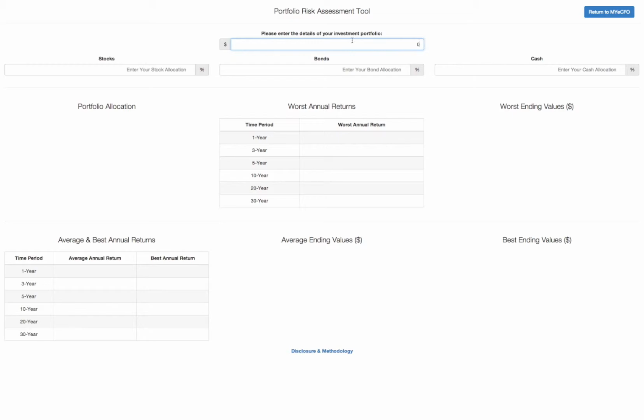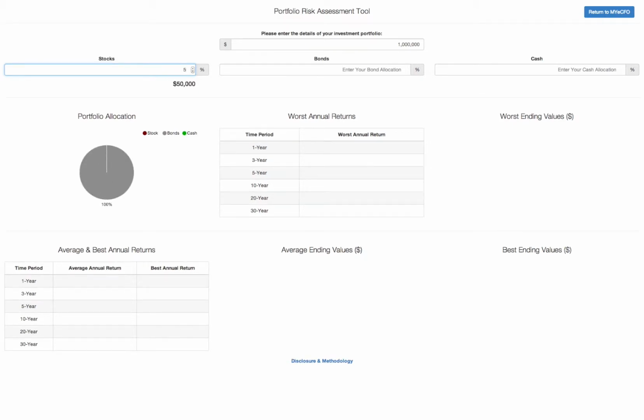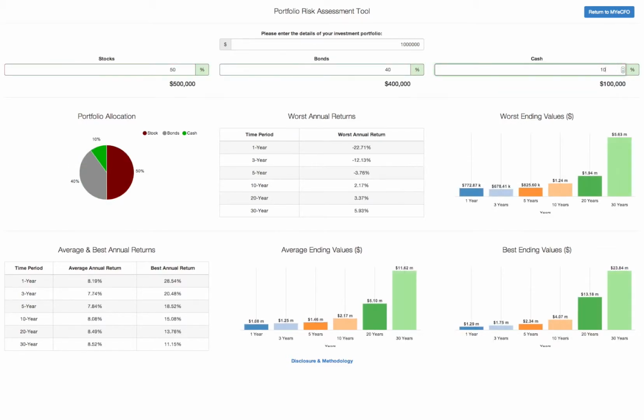So I'm going to go through an example and show you how this works. Let's assume that I want to invest $1 million. So I would type in $1 million here, and I want to invest 50% of that portfolio in stocks, maybe 40% in bonds, and 10% in cash. So you can see the output at the bottom.